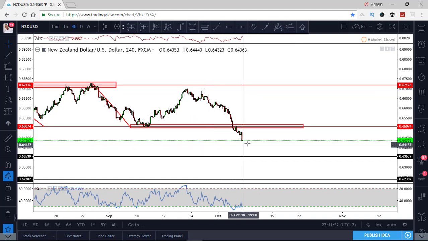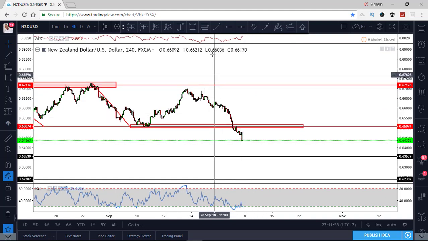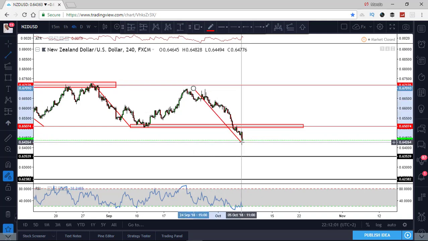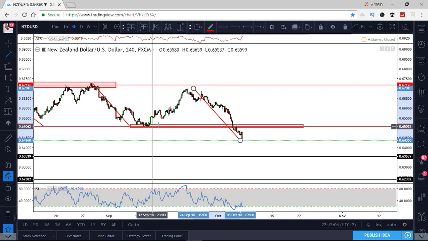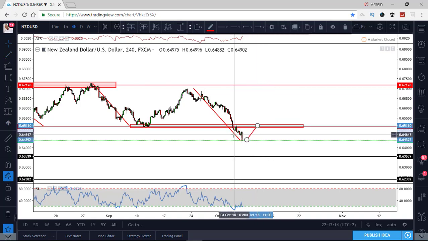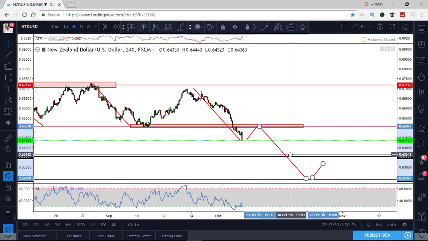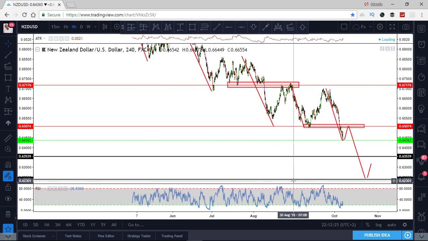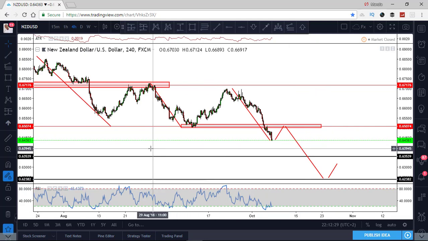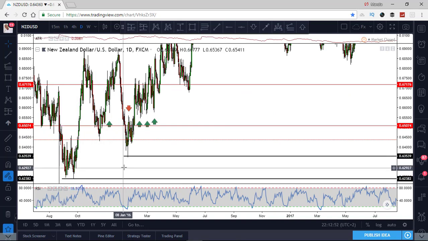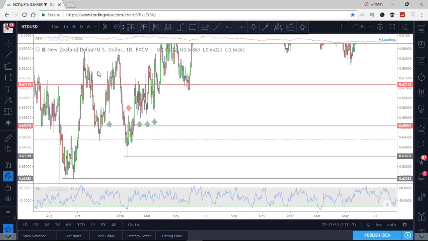Right, first let's check for a projection of an ABCD pattern. Now that we know that price has gone down to this point, we have violated this previous support level right here. If price does come over to right here, we're going to have an ABCD pattern lining up at this low, which is our previous structure, our support from the past. If you scroll, we can see we have our structure level right here. Okay, let's go back to our 4-hour.